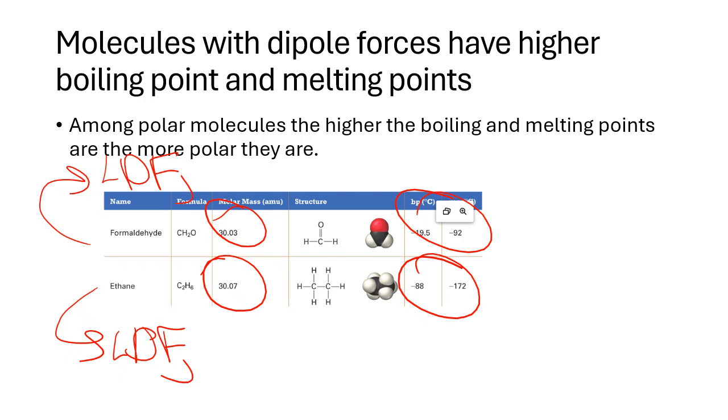And that's because ethane, being a nonpolar compound, just has dispersion forces, while formaldehyde is a polar compound, and therefore it has dipole forces as well. But it doesn't have hydrogen bonds because both those hydrogens are connected to a carbon. But here, the reason why formaldehyde has a higher melting point and boiling point is because it has dipole forces. They probably have very similar amounts of dispersion forces.